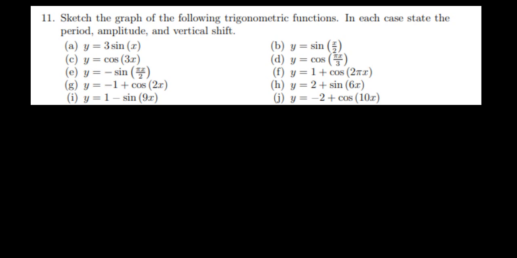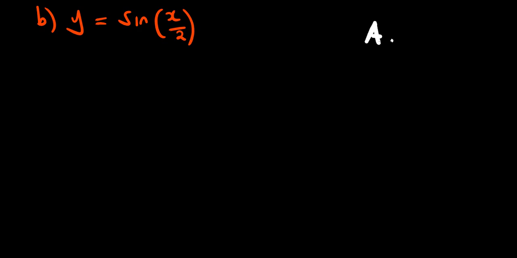Question B is saying y equals sine of x over 2. So y equals sine of x over 2. We're going to do the same. We're going to find the amplitude, which I'll abbreviate as A. We're going to find the period, which I'll abbreviate as T, and we're going to find the vertical shift, which I'll abbreviate as Vs.